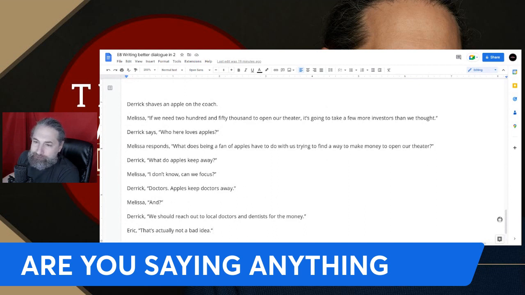Okay, so in the second example, it fuels the plot and leads to a solution or a potential solution while also allowing us to see how he enjoys apples. The other thing that's happening in this moment is not only do we find a solution, but we found motivation to move forward. We can leave the scene, and now we can start working on trying to find doctors and dentists that will lend us the money.